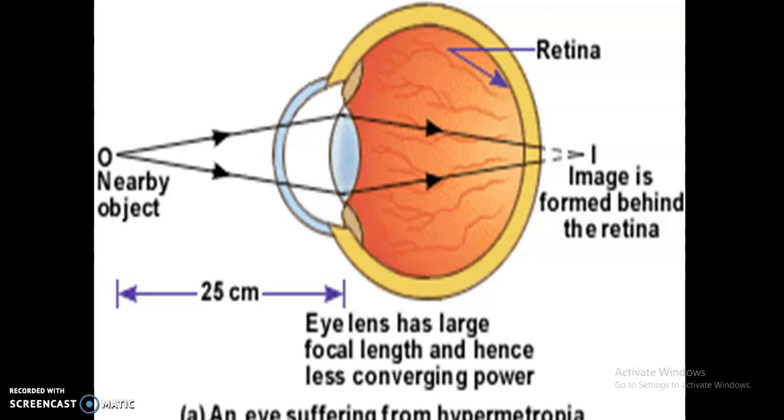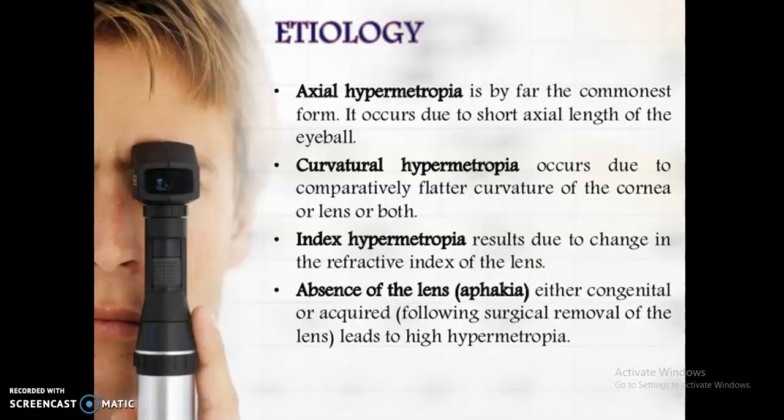From the particular image, the light rays will be converging, and then the eye lens has a large focal length and hence has less converging power, and thus the image will be focused behind the retina. The etiological factors are mainly four things: axial hypermetropia, curvatural hypermetropia, index hypermetropia, and absence of the lens, or aphakia.